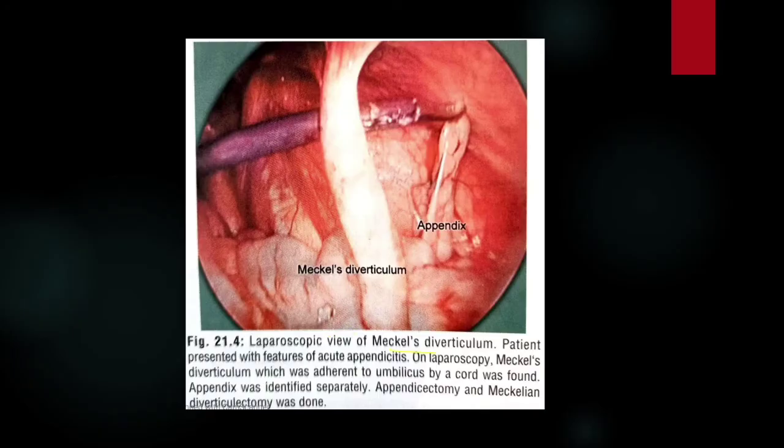This is laparoscopic view of Meckel's diverticulum. Patient presented with features of acute appendicitis. On laparoscopy, Meckel's diverticulum, which was adherent to umbilicus by a cord, was found. Appendix was identified separately. Appendicectomy and Meckellian diverticulectomy was done.